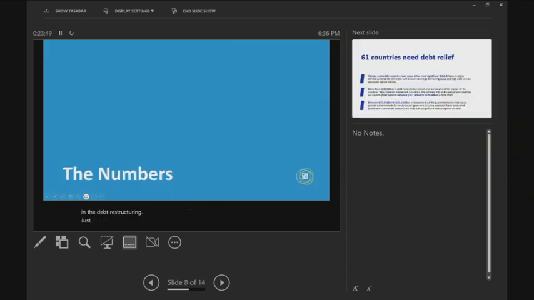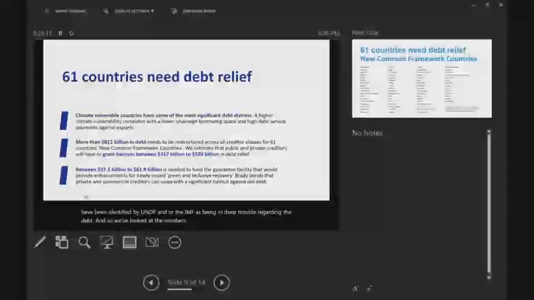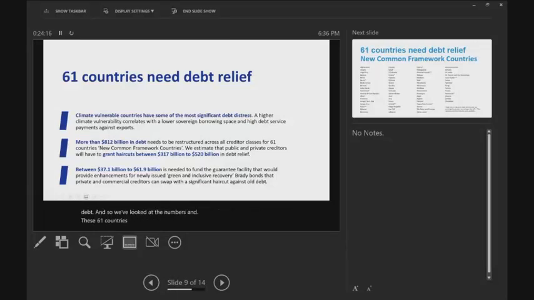Just very quickly, we just published a new report where we looked at countries that have been identified by UNDP and/or the IMF as being in deep trouble regarding debt. And so we've looked at the numbers, and these 61 countries have between them 812 billion of debt that, if that's the right number, would have to be restructured.